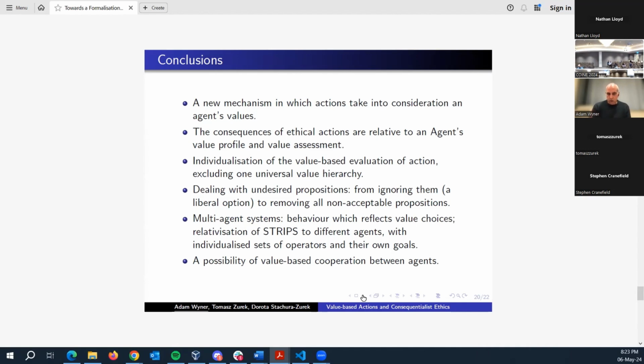We could relativize STRIPS to different agents. We have already done that, but we haven't actually had any interaction amongst the agents. So in that sense, it's just about one agent at this point. And we could imagine that there would be some possibility of cooperation with respect to an agent's values and the propositions that they execute. We haven't done that, but we're looking forward to doing that in future work.